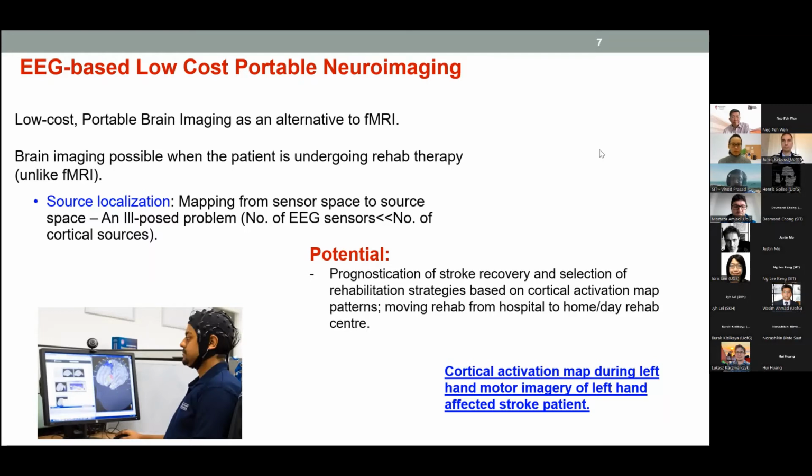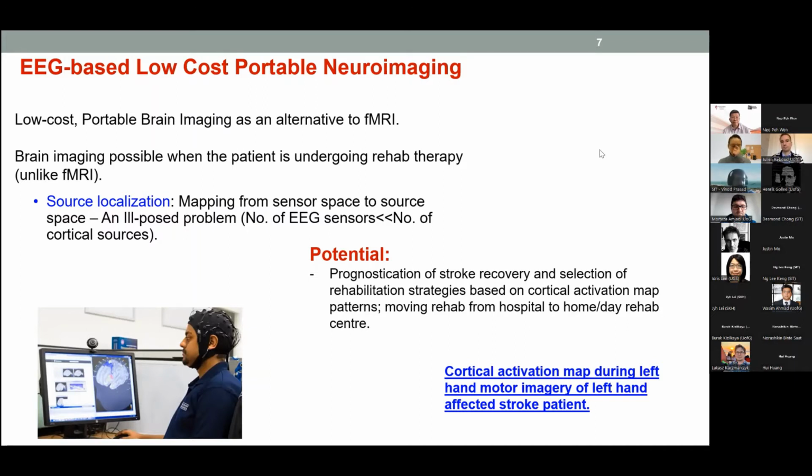Now, when I say alternative to fMRI, I should admit that the quality is certainly not comparable with fMRI, because EEG has poor spatial resolution. But what can be done? That is what we started looking into. Now, the advantage is that we can do EEG scanning as many times as we want. There is no limitation. It is economical. There is no waiting time. It can be done at home, portable.